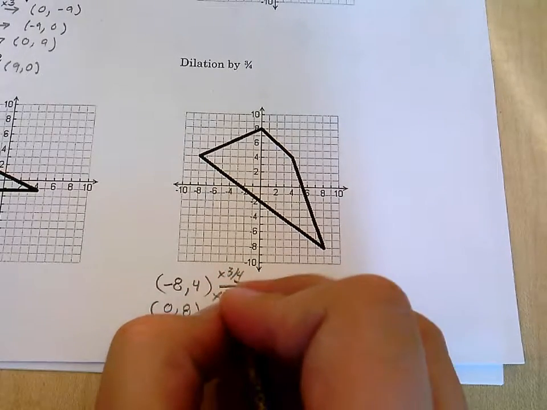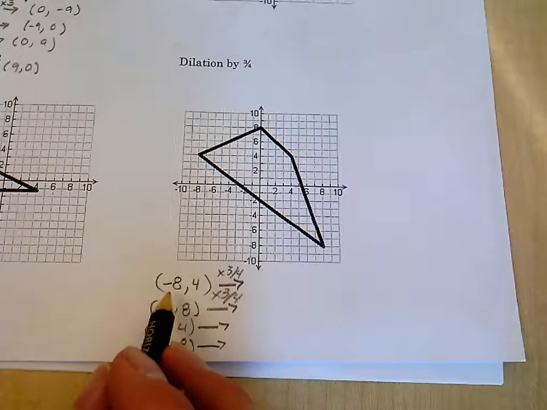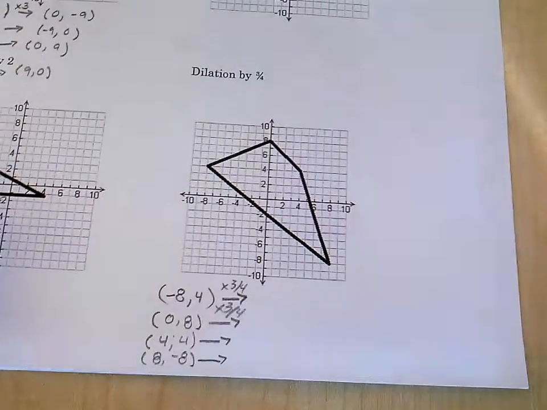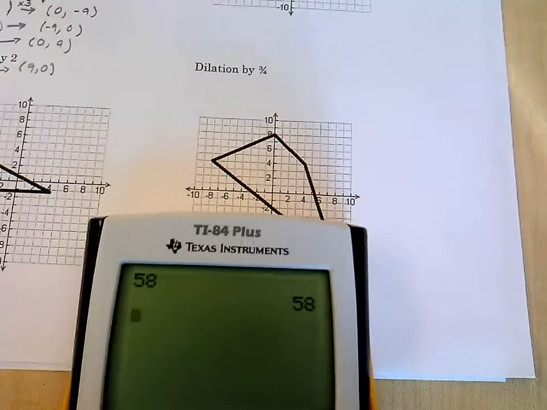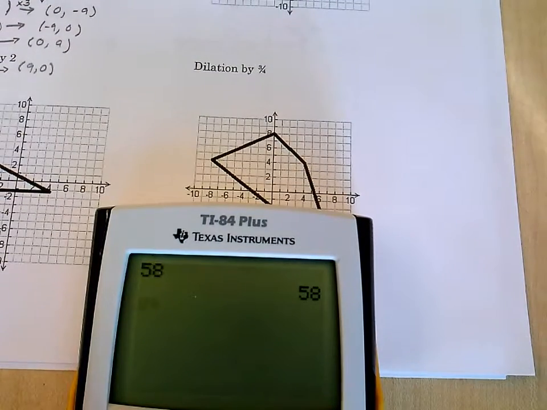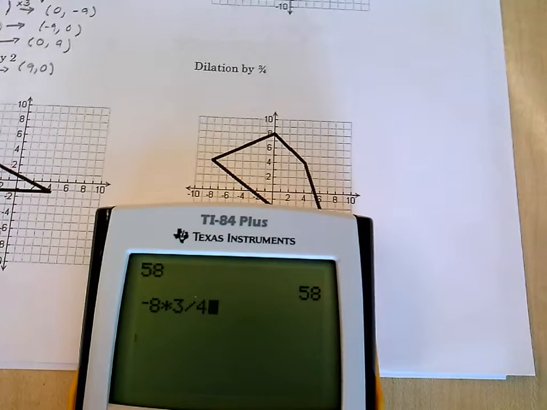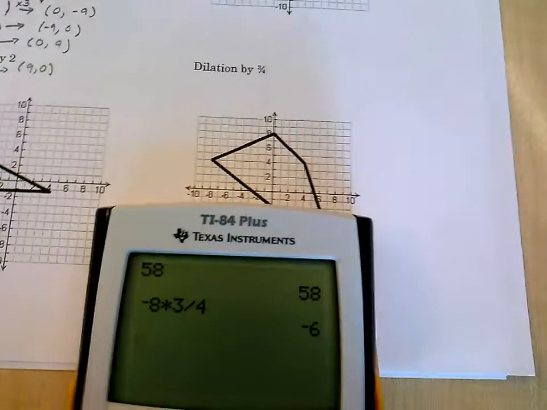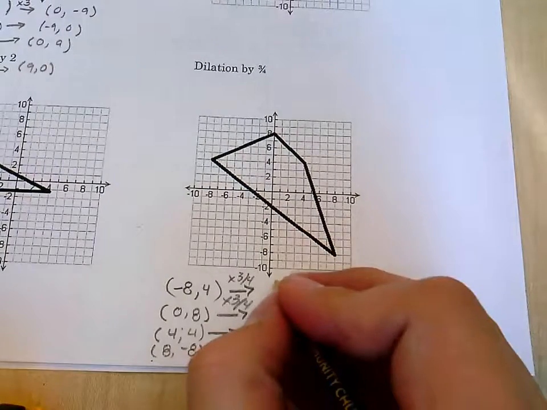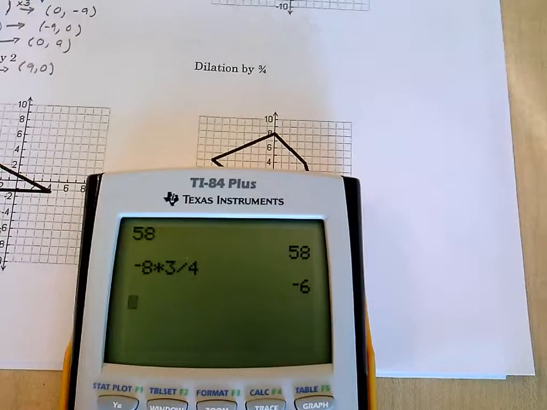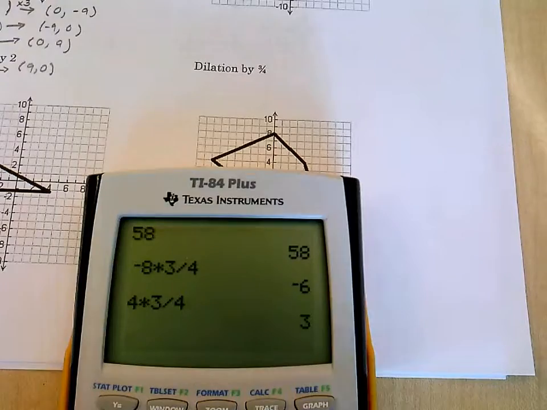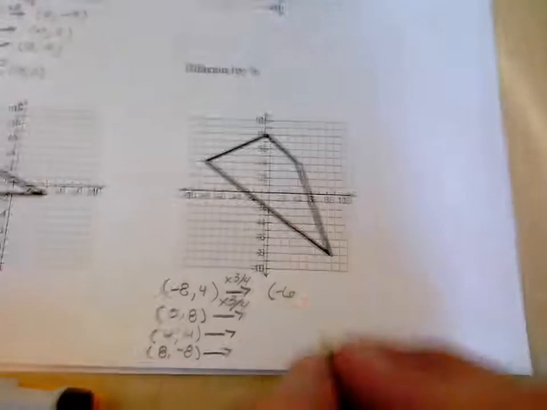Now, all you got to do in your calculator is take something like... Let me show you what I mean. If I was going to do this -8, this is exactly how I'd multiply it by 3/4. I would take -8 and I'd multiply it by 3 divided by 4. Okay? That's going to give me -6. I do the same thing with 4. 4 times 3 divided by 4, and that gives me 3. Okay? So I just got my new point.